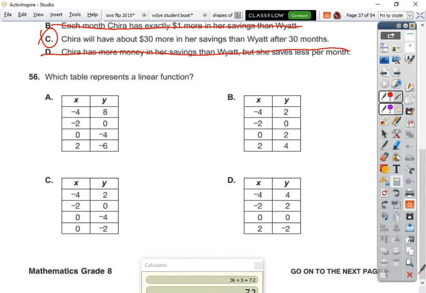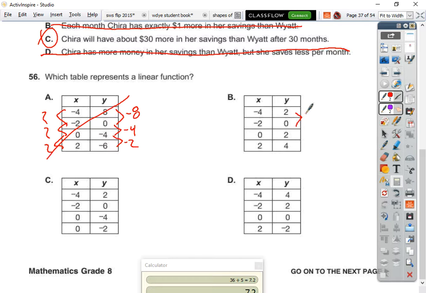Which table represents a linear function? All right, so we need to find ones that have a constant rate of change, constant slope. So that's -8. This one is -4. This one is -2. Not necessarily the deal breaker, except that the x values are going up by 2 every time. That is not a linear function.